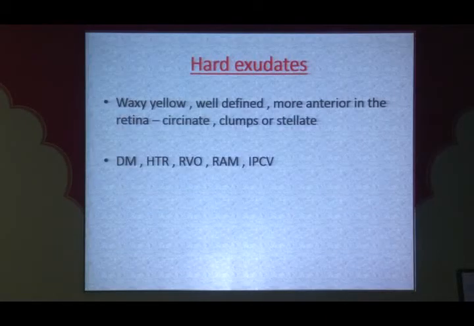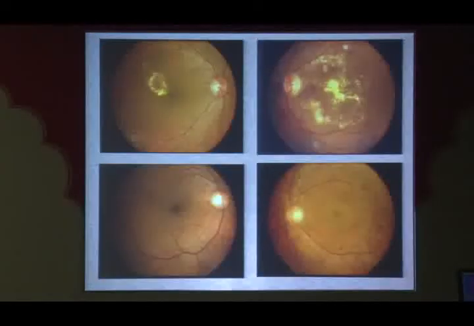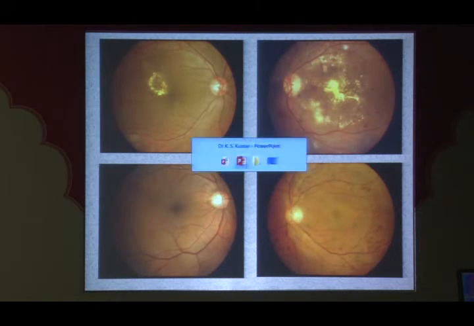Coming to the commonest yellow lesion at the macula, hard exudates, these are waxy yellow, well-defined. They are more anterior in the retina and may take different shapes, and those are some of the commonest conditions. We have already discussed that. It may be either focal, it may be diffuse all over the macula, or it may be just a small spot of hard exudates, which we should not be missing, or it may be a diffuse yellowing in the form of a diffuse macular edema.